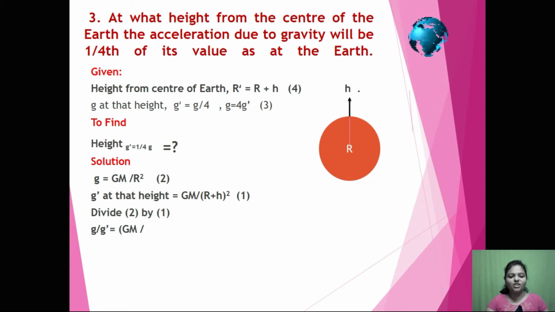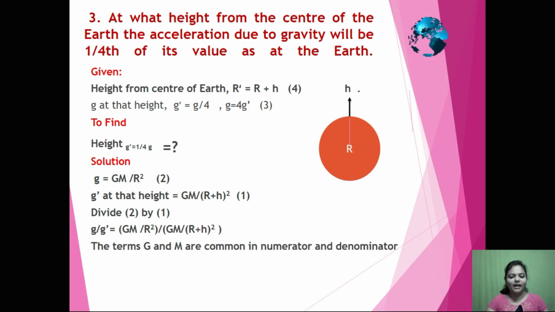So the LHS is g by g dash, which is equal to the RHS is gm divided by r square the whole divided by gm divided by r plus h the whole square. If you take the RHS, the terms g and m are common in both the numerator and denominator. So we can cancel them. So final equation what we get is g by g dash is equal to 1 divided by r square the whole divided by 1 divided by r plus h the whole square.